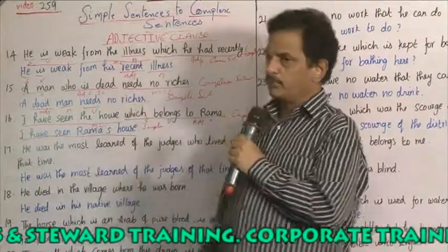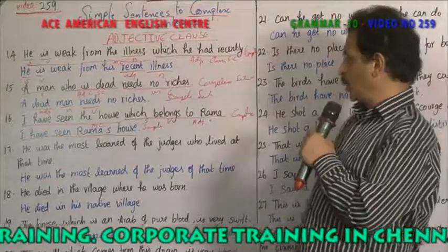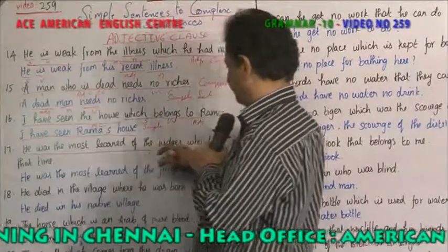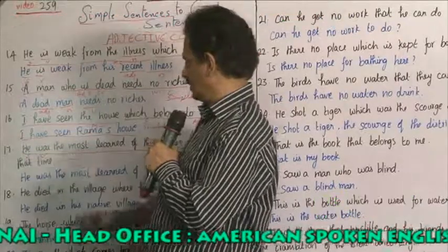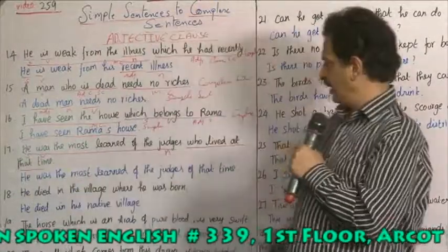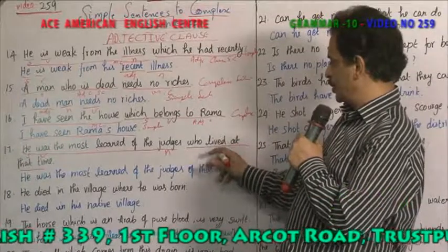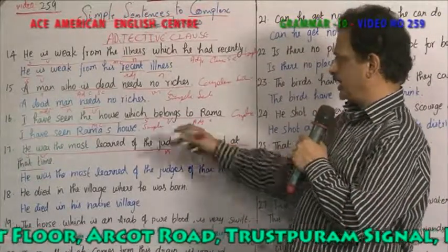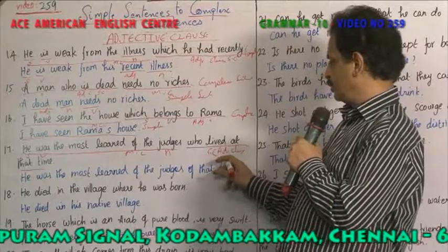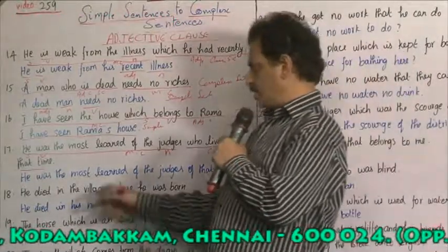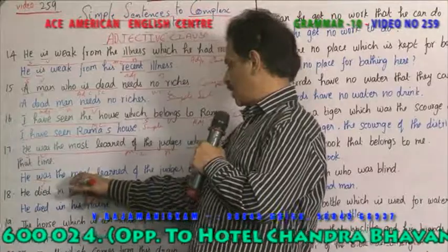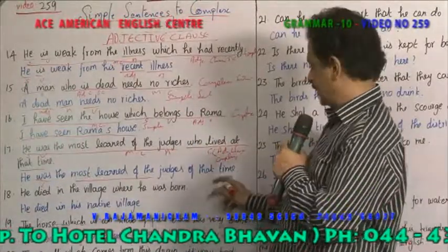Next, coming here: He was the most learned of the judges who lived at that time. Which is the main clause here? He was the most learned of the judges. He is the subject, was is the verb, and judges is the noun. Judges is described with a clause, who lived at that time. So this is an adjective clause describing the judges. This is the main clause and this is the subordinate clause, so it is a complex sentence. How do you change it into a simple sentence? He was the most learned of the judges of the time. Only one verb is there, so it becomes a simple sentence, right?